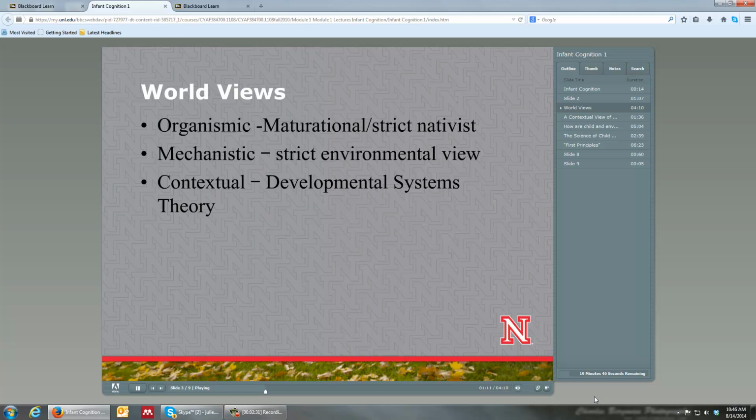Now, an opposite worldview is a mechanistic worldview. Think about the metaphor of a machine, and think about the Industrial Revolution, the 1800s and the 1900s. At least up until the last couple decades of the 1900s, the machine is really the metaphor for development. So the environment is active and the child is passive. They're being acted upon by the environment. Some people might conceptualize the child as being passive, like a ball of clay. They can be shaped by their environment and molded by their environment.